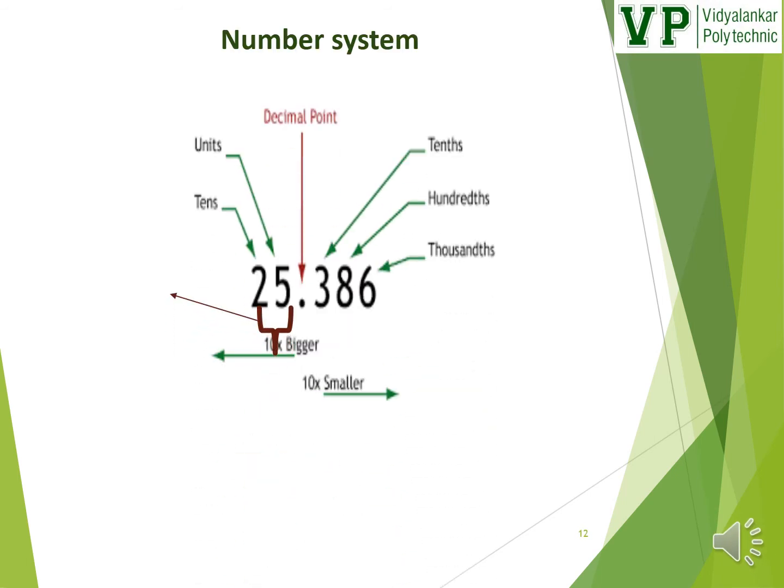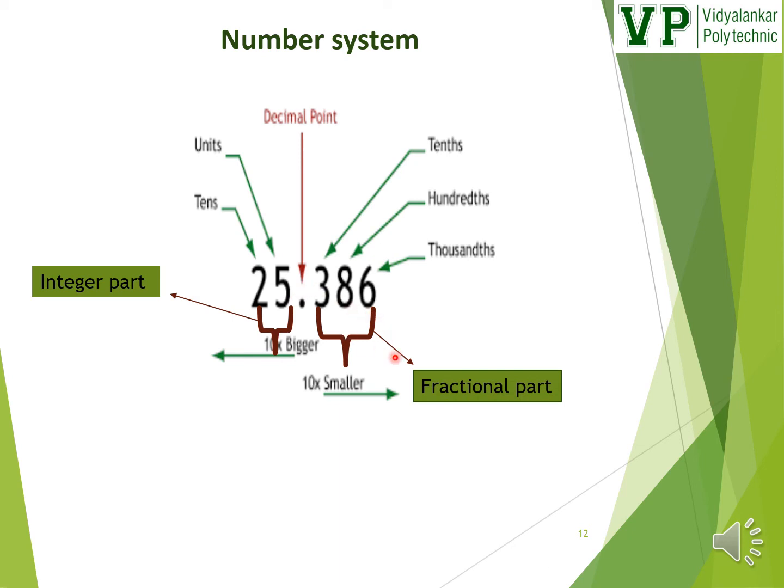For example, here you can see I have taken an example of 25.386. To convert the number system from one form to another form, it is very important to know the integer part and the fraction part. So here 25.386, where this point represents the decimal point. 25 represents the integer part and 0.386 represents the fractional part.